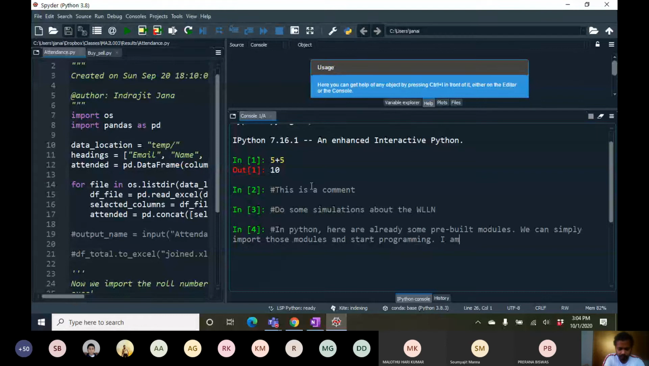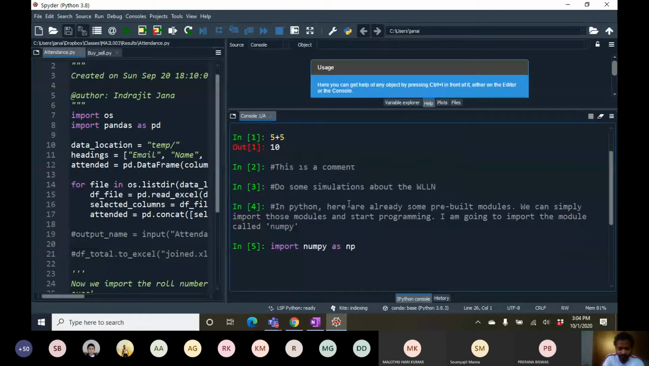So I'm going to import the module called NumPy. I just write import numpy as np. This "as np" is an auxiliary statement. You do not have to write this down. Let me explain what this "as np" means.